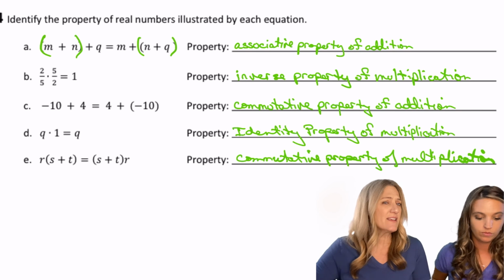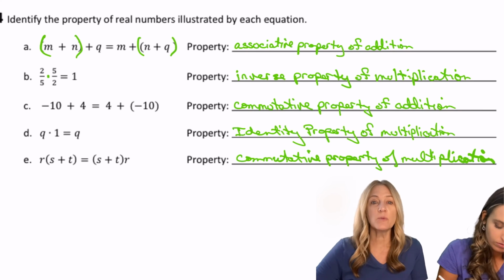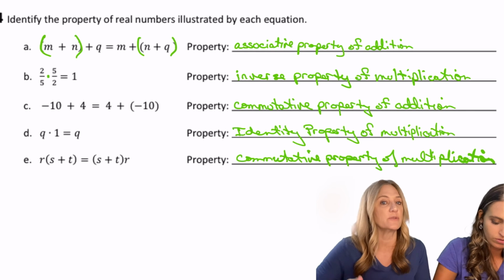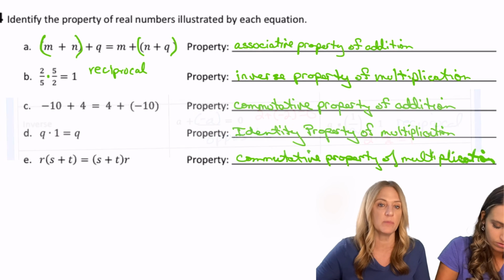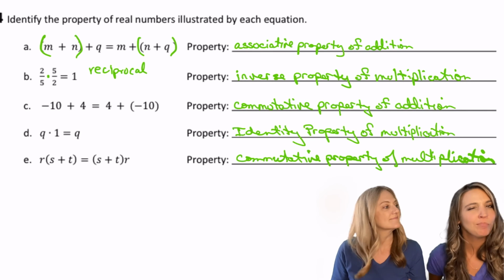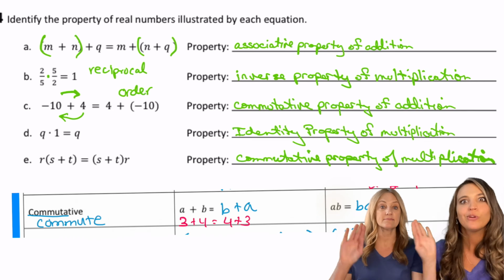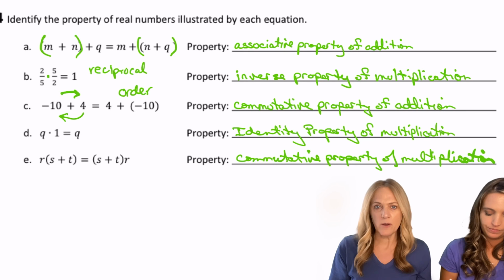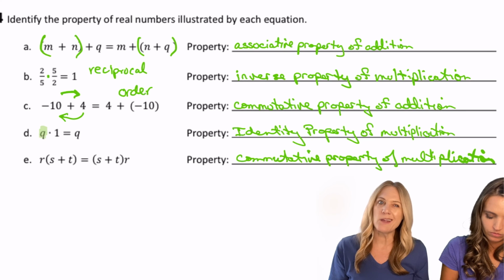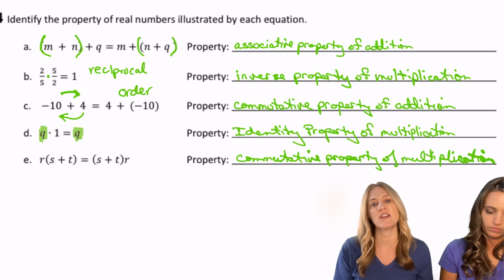And next, we see a product and it equals 1. So that's kind of a good clue for me. How did we undo and get 1 from 2/5? We multiplied by the reciprocal. Inverse property of multiplication. C, negative 10 plus 4 equals 4 plus negative 10. That's just the order. Commutative property of addition. Q times 1 equals Q. Well, I got back what I started with, so I think that's identity property of multiplication.